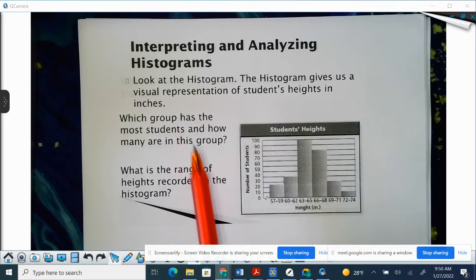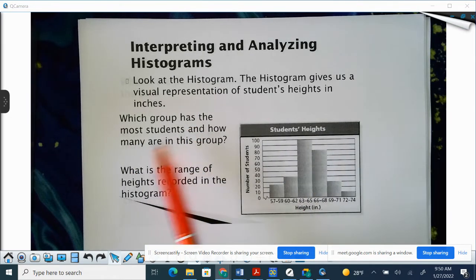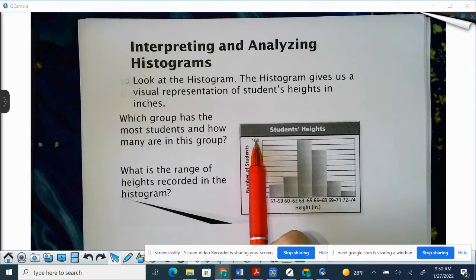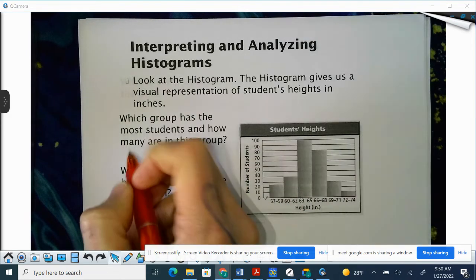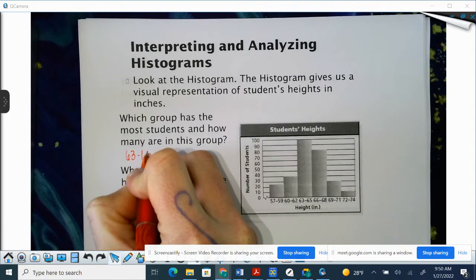Which group has the most students and how many are in the group? This is our number of students. We want to go all the way up. So 63 to 65 inches has the most.